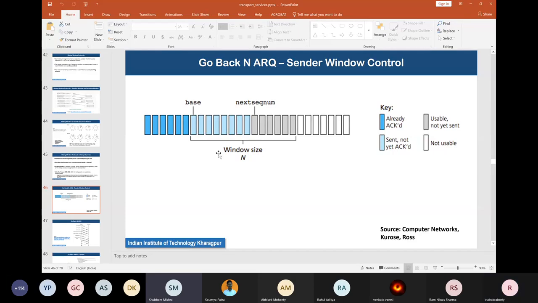No. Because if it successfully receives an acknowledgement for what is shown as base, it will move the window one position to the right, and it will now go from base plus one up to whatever is the first white, and the first white will now become gray, and what is shown as base will now become dark blue.